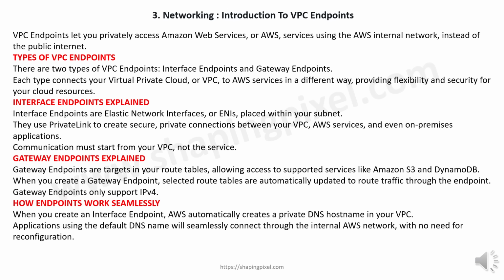When you create an interface endpoint, AWS automatically creates a private DNS hostname in your VPC. Applications using the default DNS name will seamlessly connect through the internal AWS network with no need for reconfiguration. Everything stays private and secure.